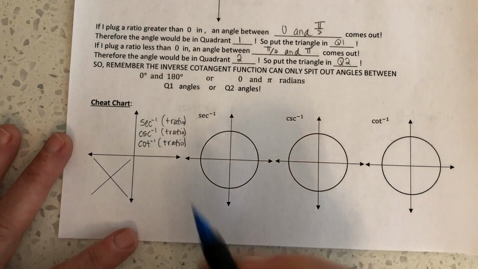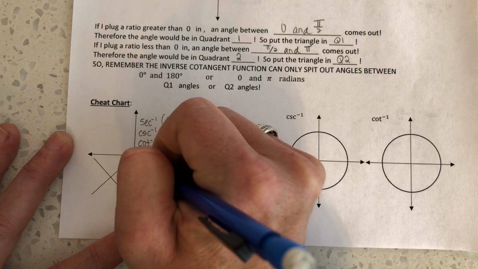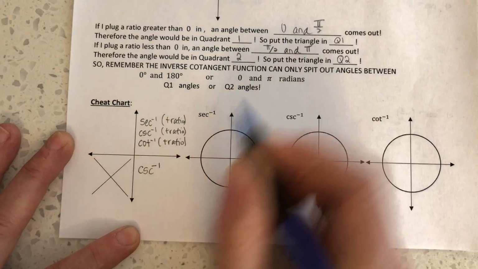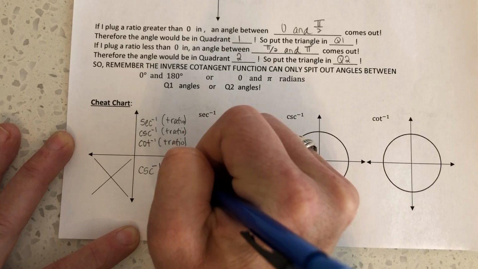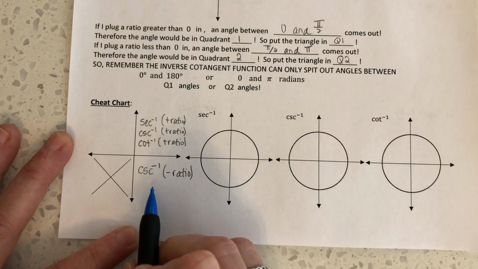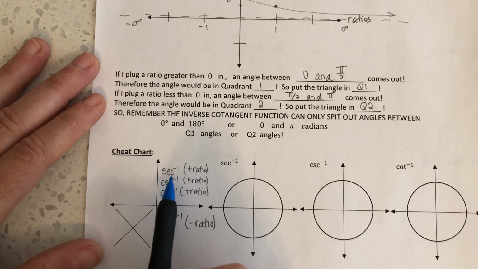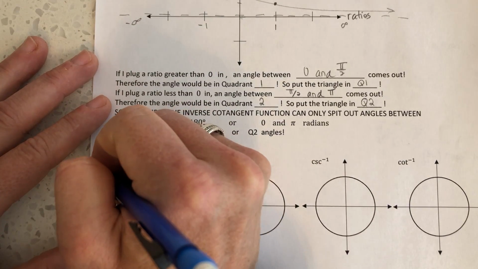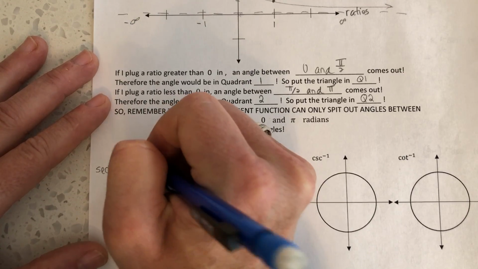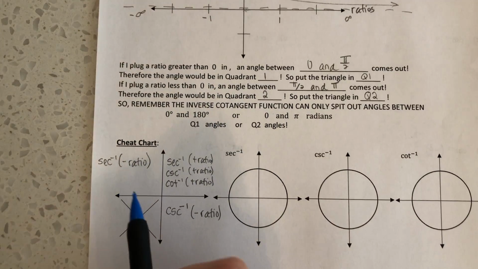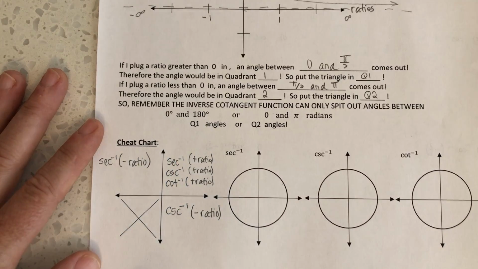All right, we saw though that the inverse cosecant behaves just like his reciprocal inverse, the inverse sine. And when you take the inverse cosecant of a negative ratio, it will spit out an angle in quadrant 4, just like the inverse sine, right? But the inverse secant, if you take the inverse secant of a negative ratio, he spits out an angle in quadrant 2, just like his reciprocal trig function, the inverse cosine, right? He spits out angles in quadrant 1 or quadrant 2.